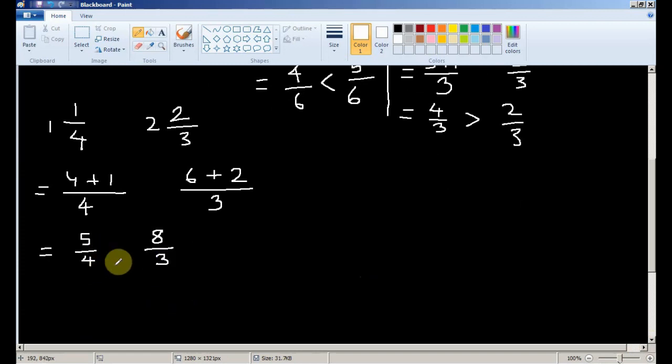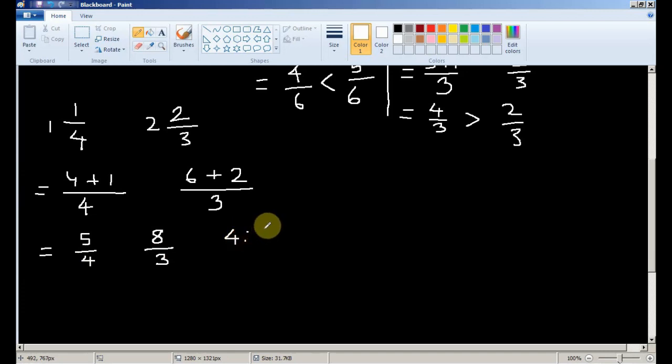So interestingly, both 5 by 4 and 8 by 3 are totally different types of fractions, where the denominator doesn't match and the numerator doesn't match. So what to do now? Simply you multiply them by the same number, a common factor, to make the denominators equal. You can find a common multiple between 4 and 3, or between 5 and 8, whichever is easy. The denominator looks smaller, so I find a common multiple of 4 and 3.